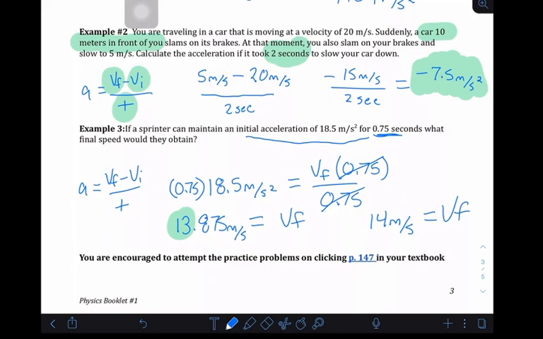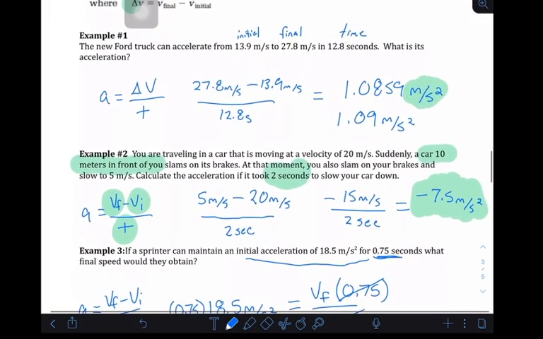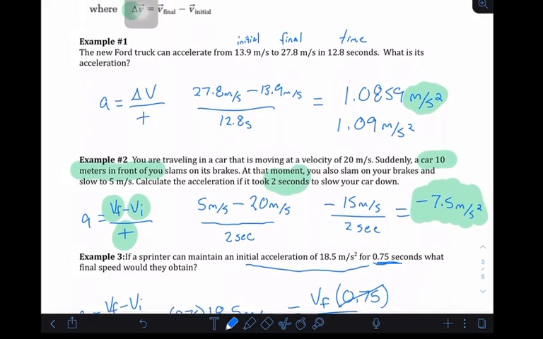If you click the link, page 147 below, you'll get, I believe, 4 practice questions. They are all practice questions that you're being asked to find acceleration, so they should be relatively straightforward.